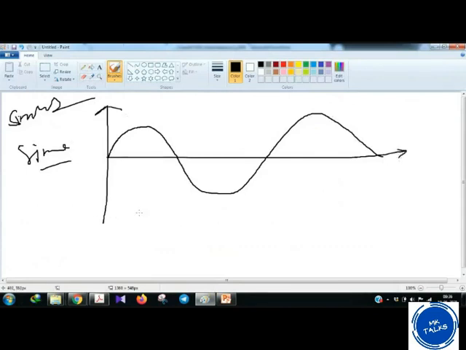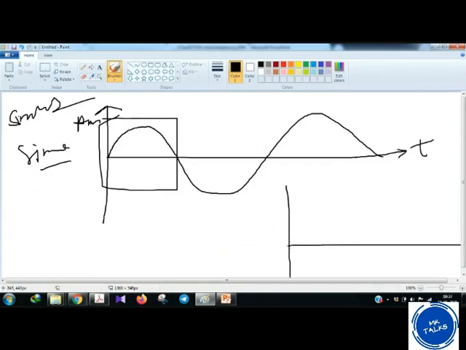Now, in this sine wave, this side is the amplitude, and this side is the time. Now let's take this portion. I'll be zooming this portion here. This is the whole signal.